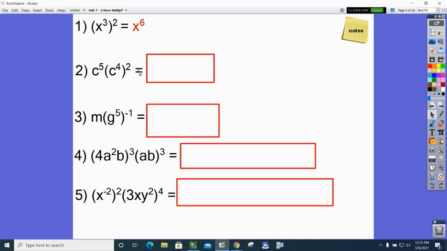Okay, on the next one, now we're going to start getting more complicated. And as we get more complicated, we're going to be using our rules from previous videos. So not only will we be using our power to a power that we're talking about today, we're going to see multiplication from the last rule.